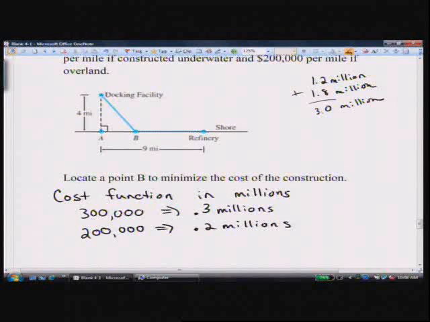Now, what about if you did it this way? Well, you'd have to figure out what that is, which would be the square root of 81 and 16, the square root of 97, times 0.3. Does somebody want to do that? Square root of 97 times 0.3.